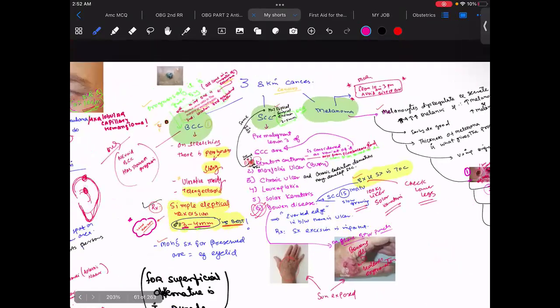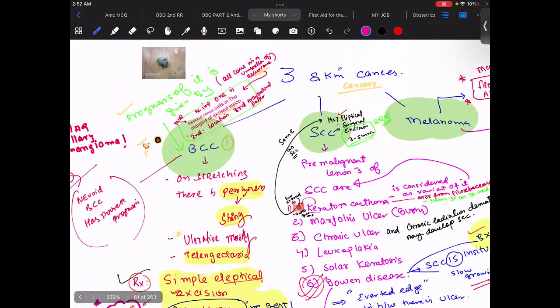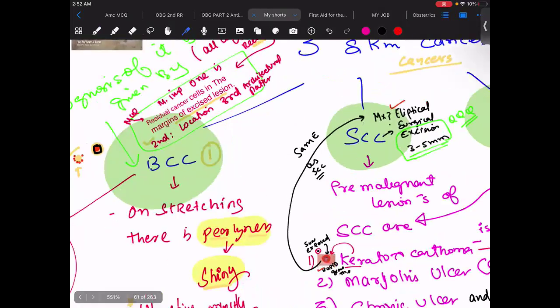And sometimes if they test you about the prognosis, we know they usually ask about the prognosis of melanoma, but sometimes they ask about the prognosis of basal cell carcinoma. Remember that the prognosis of basal cell carcinoma is given by residual cancer cells in the margin of the excised lesion. Second one is the location, and the third one is the architecture pattern.